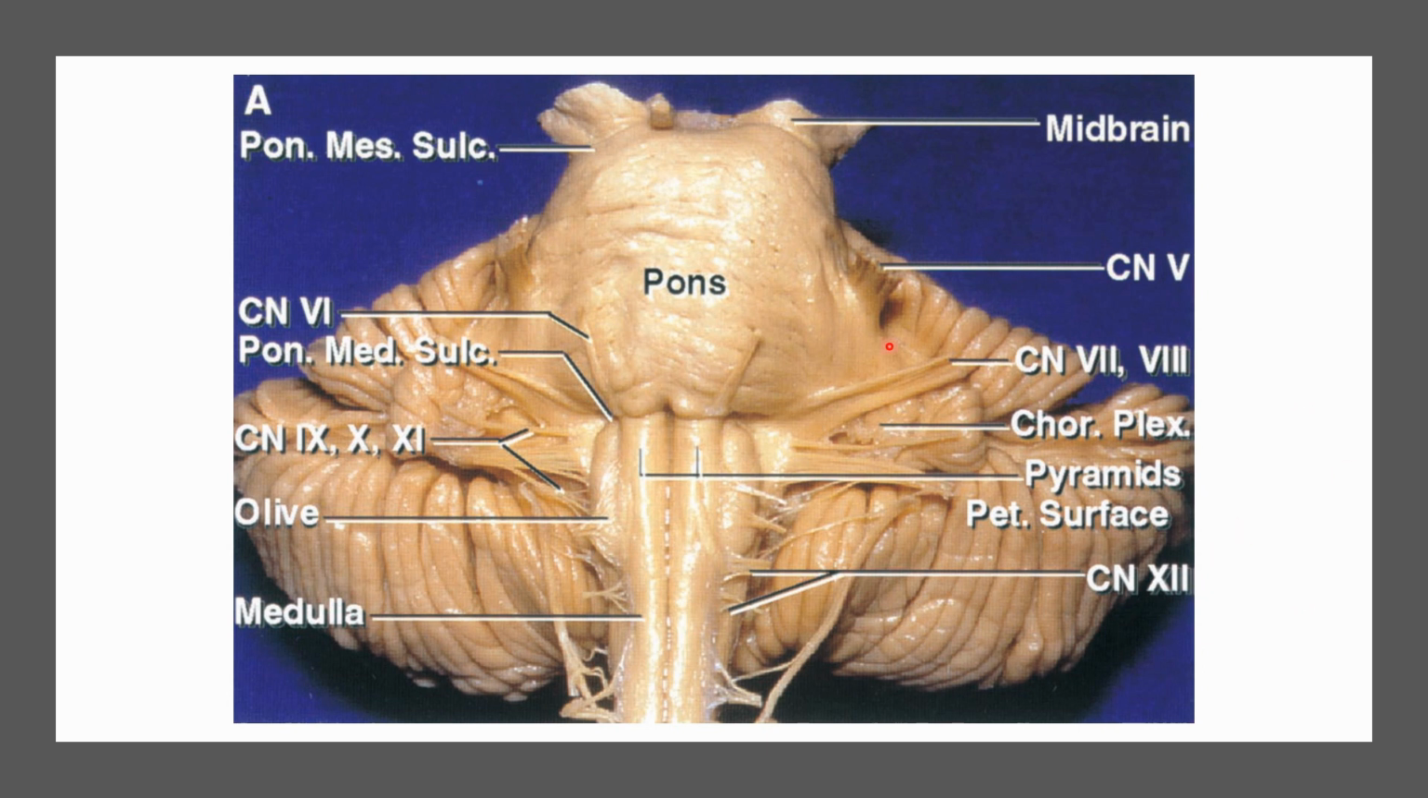This is looking anteriorly: pons here, midbrain, medulla, and these are the pyramids, and we can see the different cranial nerves coming out of the brainstem.